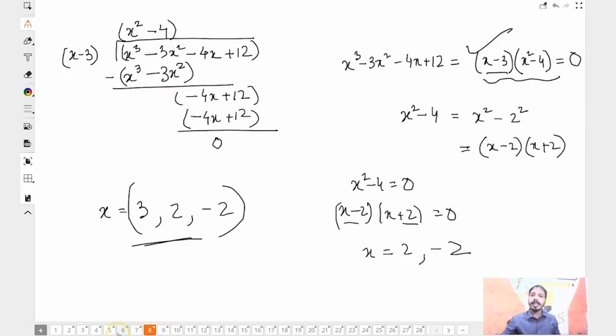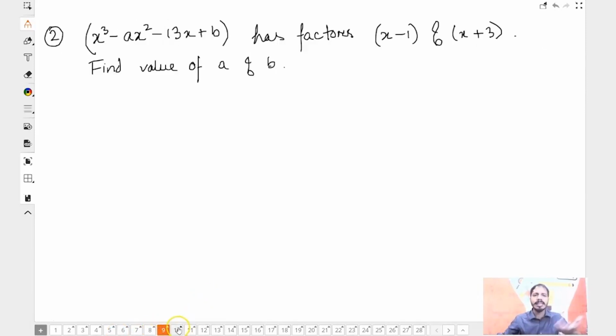Now they can increase the aptitude level of these questions. That means the toughness of this question can be increased. So for example, say they tell you that this is a polynomial x cube minus ax square minus 13x plus b. So here you have two unknowns, a and b. I will not say variable, I will say unknown. So now a and b are the unknowns.